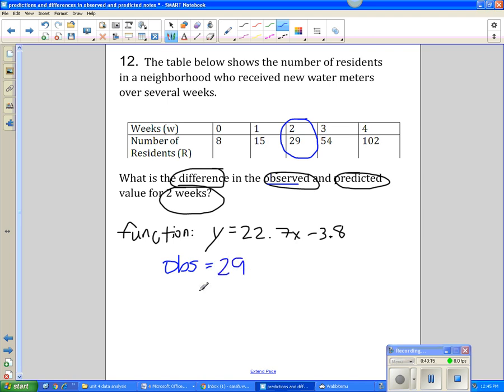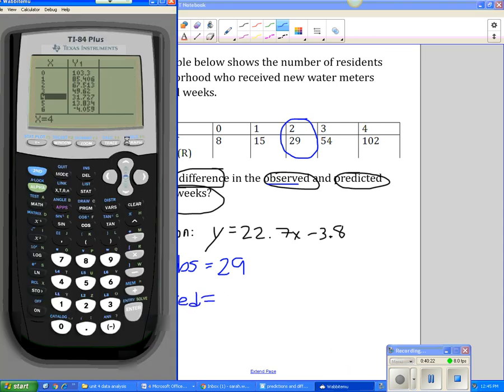All right, the predicted, we have to use the calculator. So you type it in your y equals 22.7x minus 3.8, and we want to know for 2 weeks. For 2 weeks, the calculator predicts 41.6.